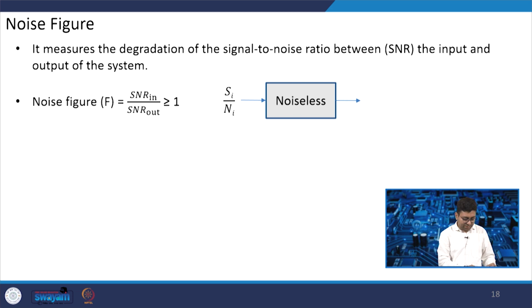Now, we will define an important term for any RF system, that is noise figure. What exactly is noise figure? It measures the degradation of the signal to noise ratio, SNR, between the input and output of the system.